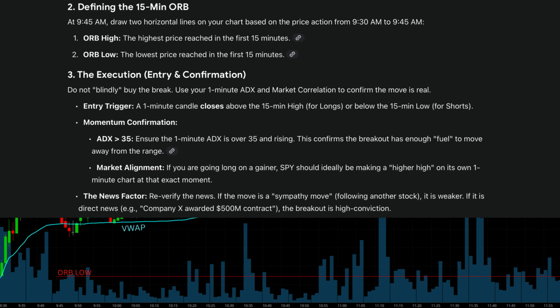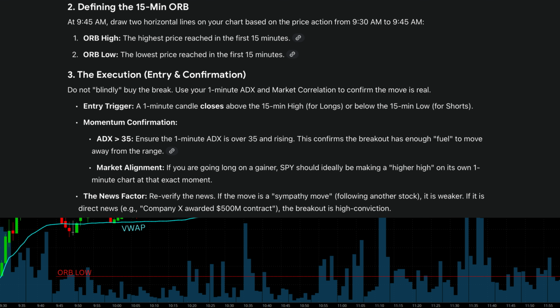3. The execution, entry and confirmation. Do not blindly buy the break. Use your 1-minute ADX and market correlation to confirm the move is real. Entry trigger. A 1-minute candle closes above the 15-minute high for longs or below the 15-minute low for shorts. Momentum confirmation. ADX greater than 35. Ensure the 1-minute ADX is over 35 and rising. This confirms the breakout has enough fuel to move away from the range.